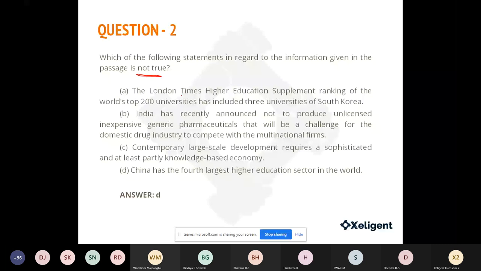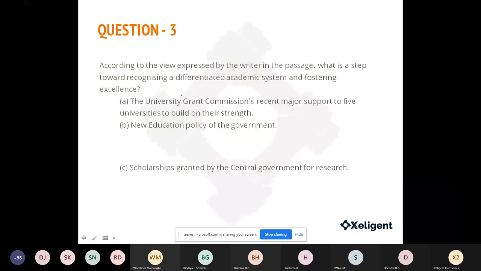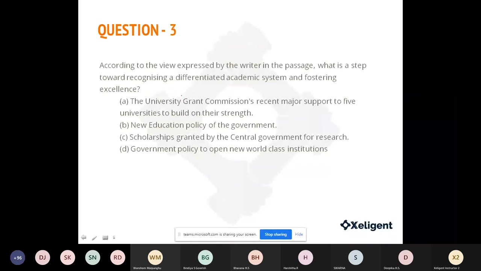3. According to the view expressed by the writer in the passage, what is a step toward recognizing a differentiated academic system and fostering excellence? This is, again, an indirect question. It involves inference. What do you understand from the passage? From that, what will you give? What is the step you determine? That would be the correct answer.